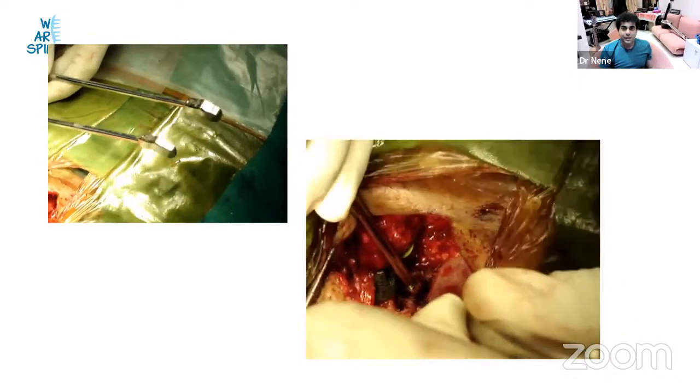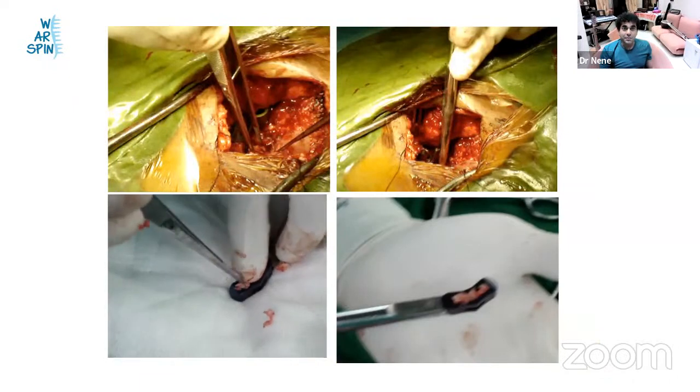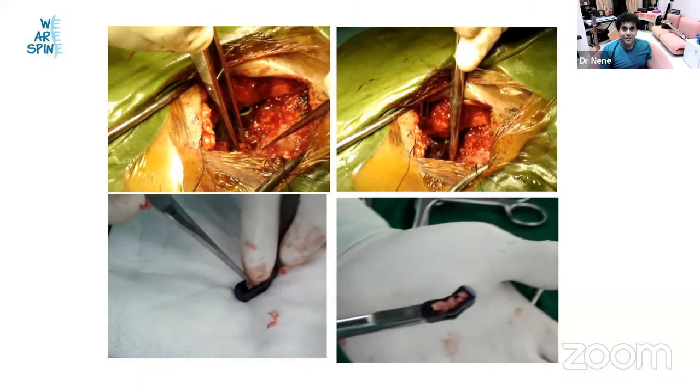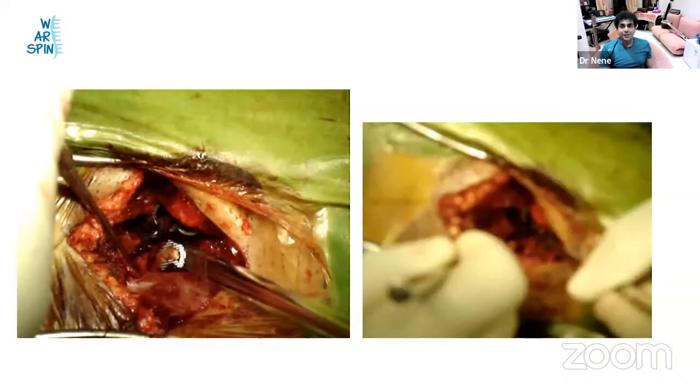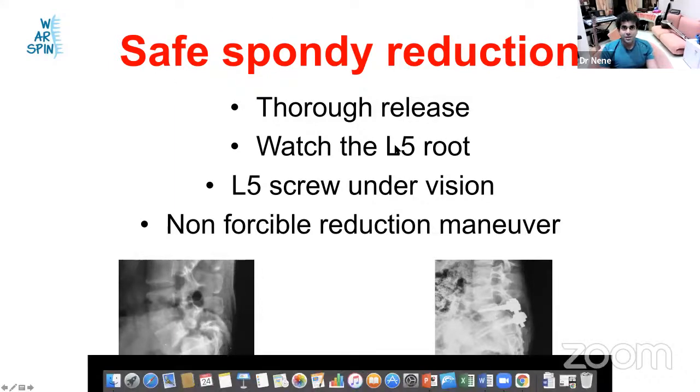You measure your cage size. I always feel strongly about putting a cage because that ensures much better structural support aside from fusion. And then you bang your cage in, and that's the end of the surgery. So basic tips, if you had to take home a message: thorough release in the disc space and in the bones. Watch the L5 nerve root all throughout. L5 screw under vision, long and convergent, and a non-forcible reduction maneuver. That's what's going to help you do this reduction in a nice way. Okay, that was a long lecture. If you have any questions.